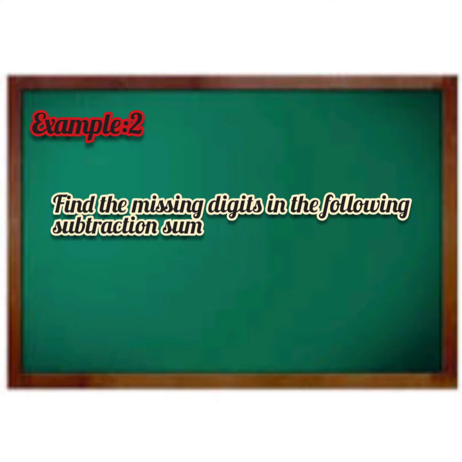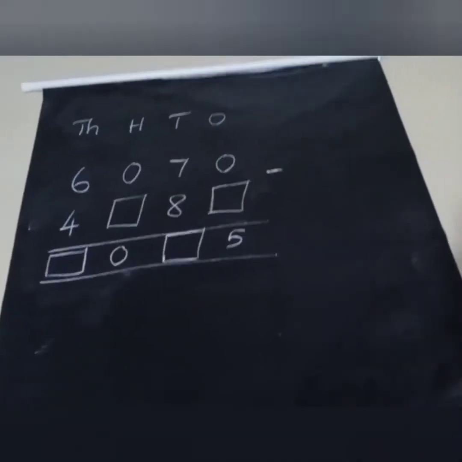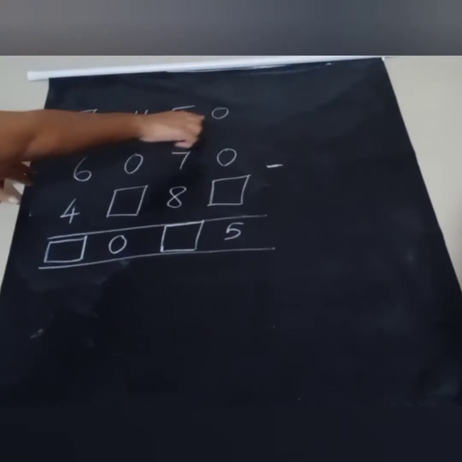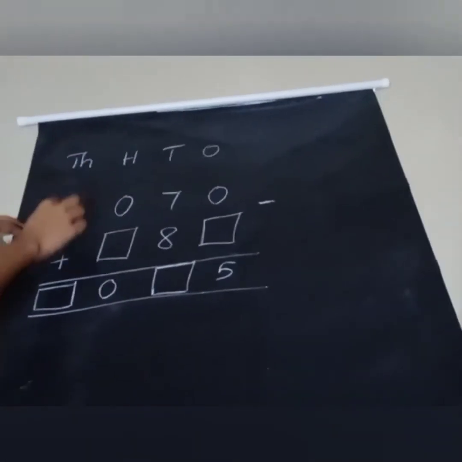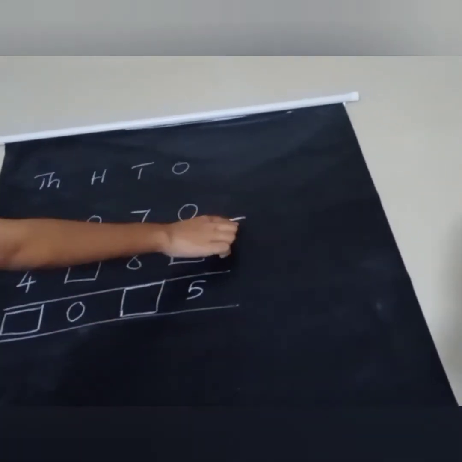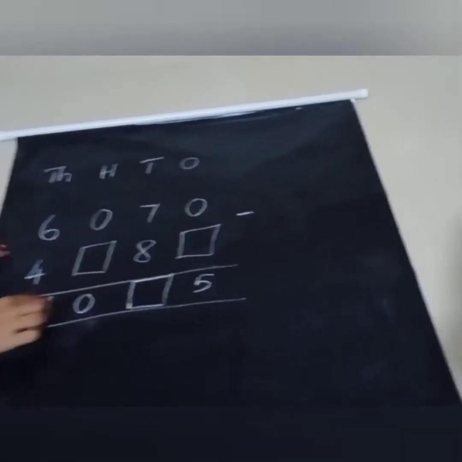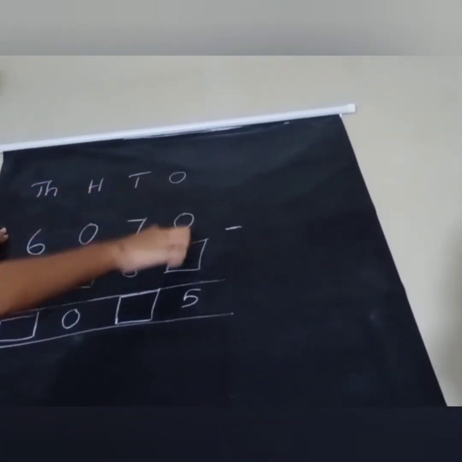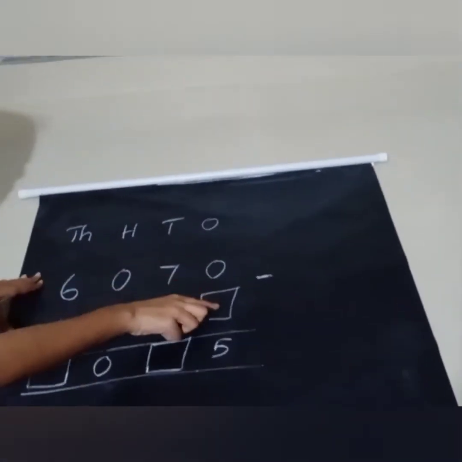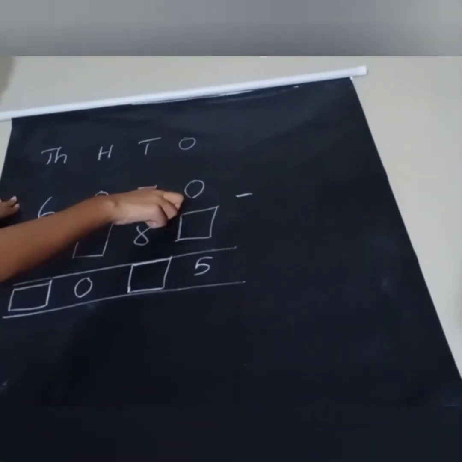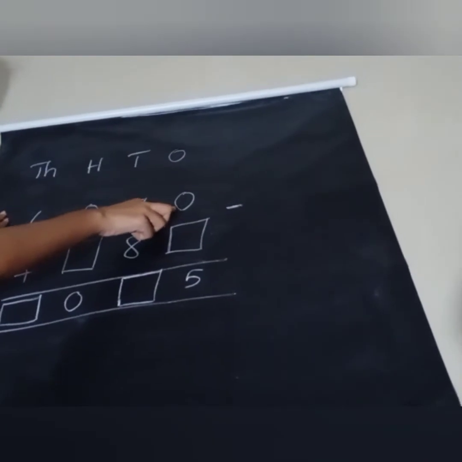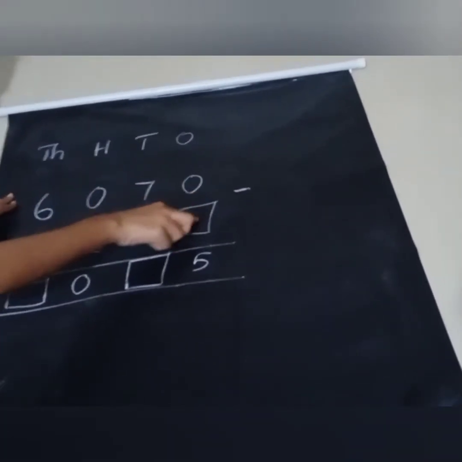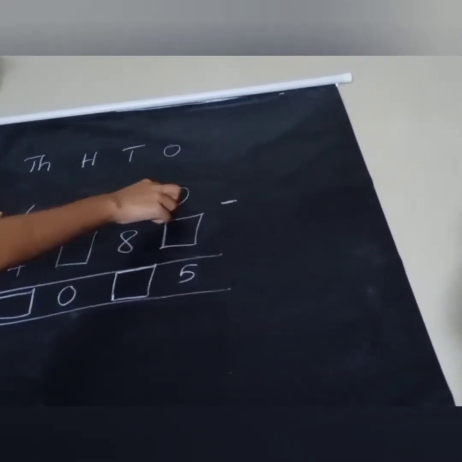Example 2. Find the missing digits in the following subtraction sum. Students, this is your question. Now you have to find the missing digits in this question. We have 0 and an empty space in the ones place. Now you just compare. You know that very well: you can't subtract a bigger number from a smaller number. So if we have the smaller number at top, what will you do?